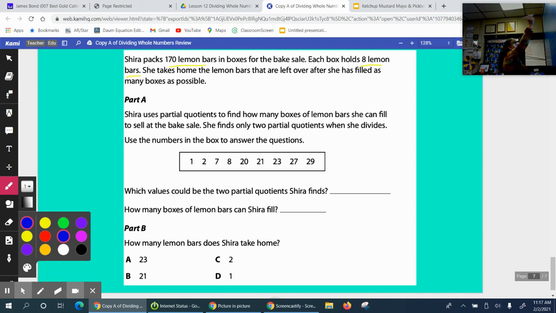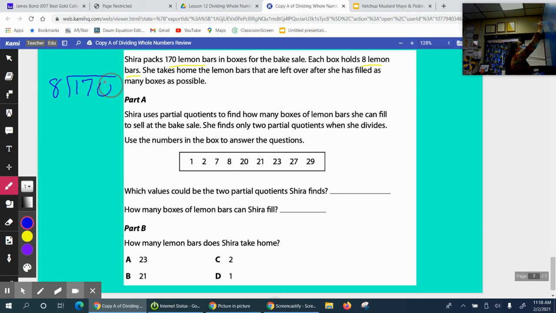All right. So partial quotient. We must use partial quotient. So we have to do 8 into 170. How many 8s are in 17, Peyton? 2. So how many 8s would be in 170? 20. Very good. So we're going to put a 20 up here, and 8 times 20 is 160. Now I need to subtract. 170 minus 160 is 10.